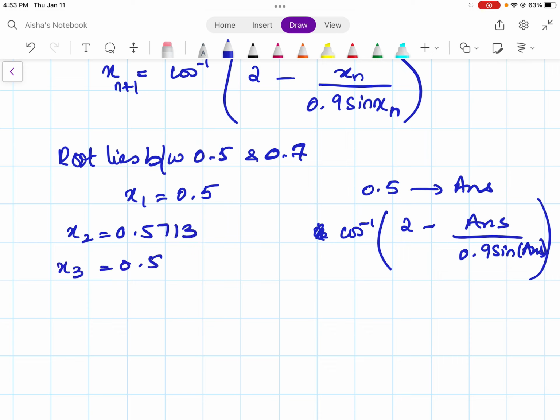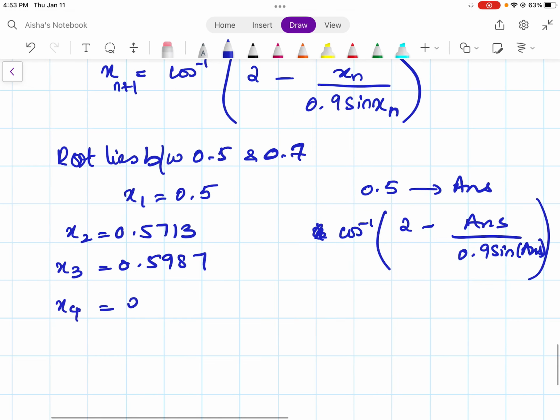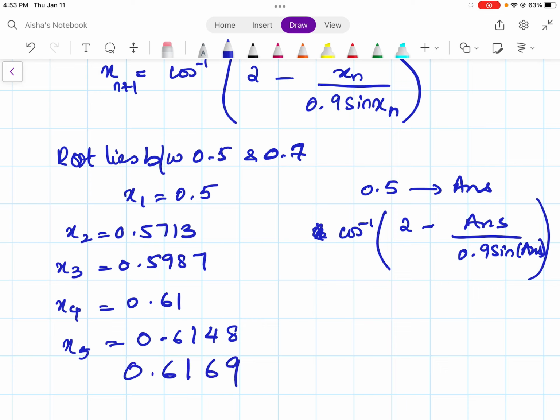And then press equal to again. Third is 0.5987. Then 0.61. So once it starts repeating, we stop. X5 is 0.6148. Then 0.6169, 0.6178, 0.6181, 0.6183, 0.6184, 0.6184, then again 0.6184.